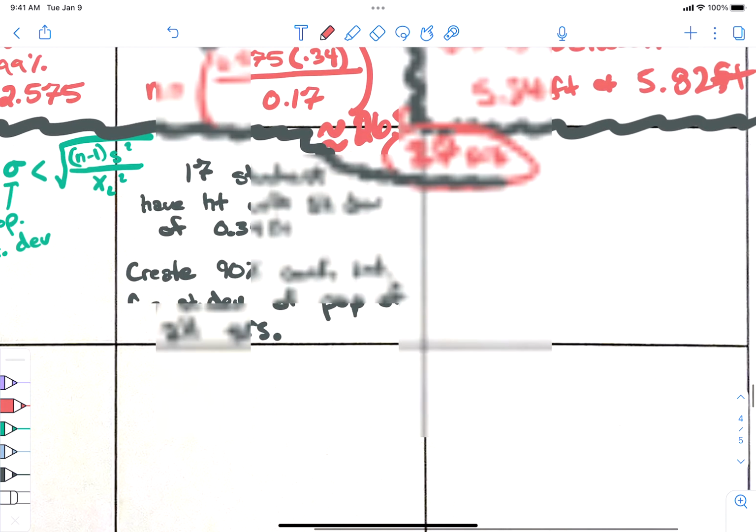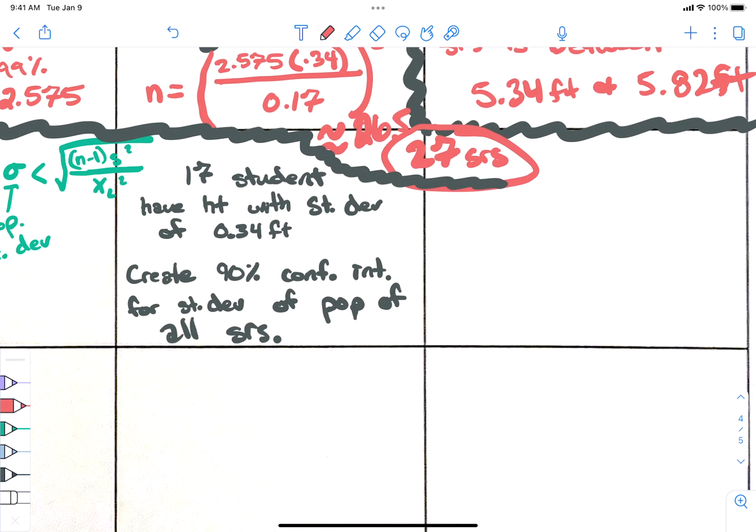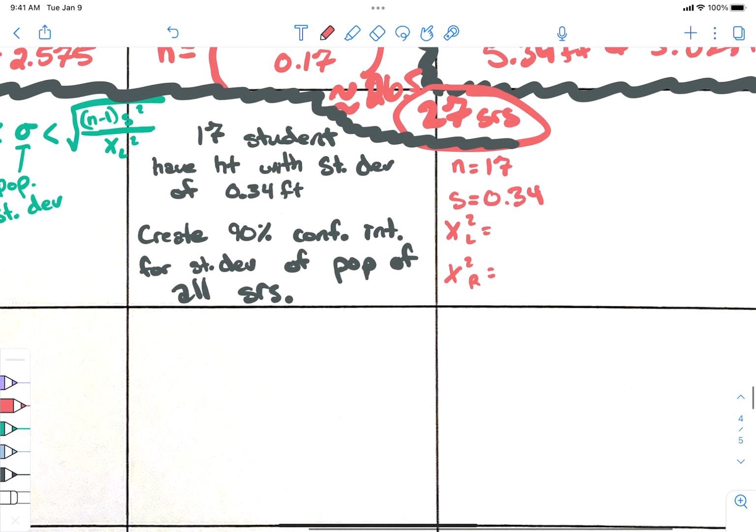Now that we have the formula, let's label out what we have and what we need. N is how much? 17. The next thing we need is S, and that is 0.34. Then we've got to look up chi-squared left and chi-squared right, okay? How do I do that? Look on the chart. Okay, things that we need on the chart. Get your degrees of freedom. What's the degrees of freedom? 16. 16 degrees of freedom. And look up the numbers.